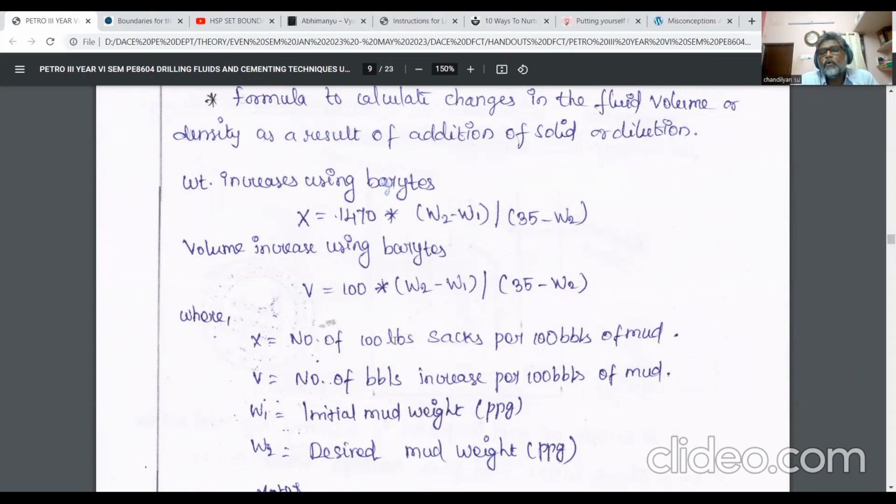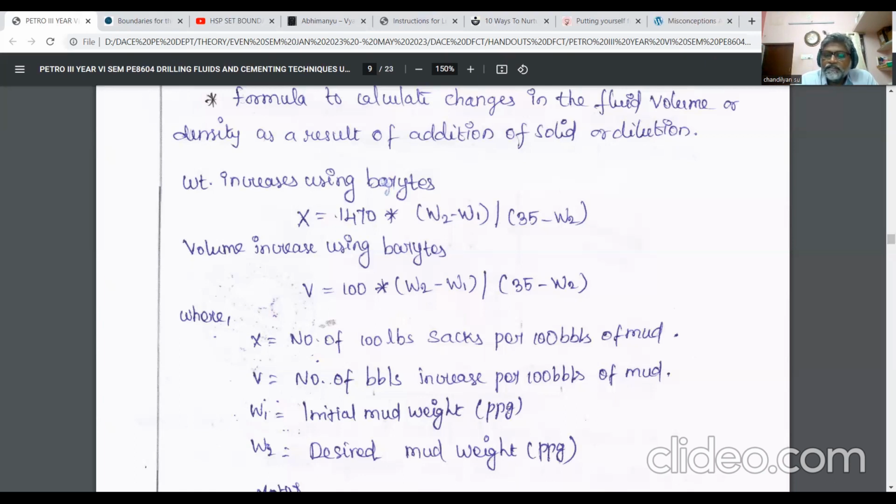So X is the number of 100-pound sacks per 100 barrels of mud. If you're preparing 100 barrels of mud with the help of 100-pound sacks, I'm using the word bag for easiness, because you'll be able to understand at the start of the course. But later on, avoid the word bag and say sacks. So X is 1470 multiplied by W2 minus W1. These are the only other symbols. What is W1? Initial mud weight, in ppg, pounds per gallon.